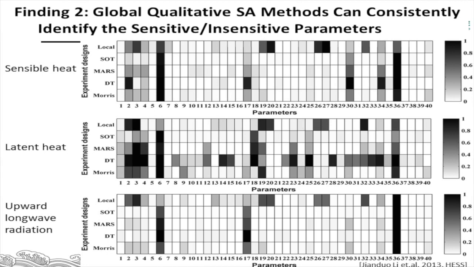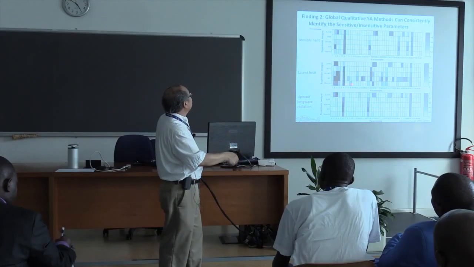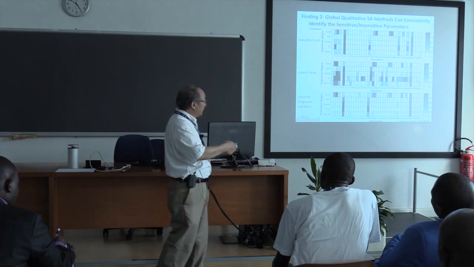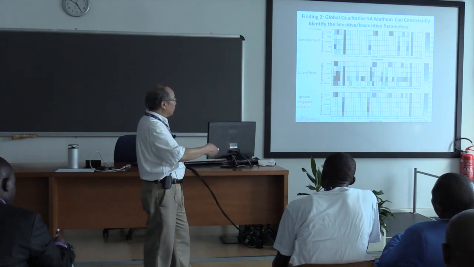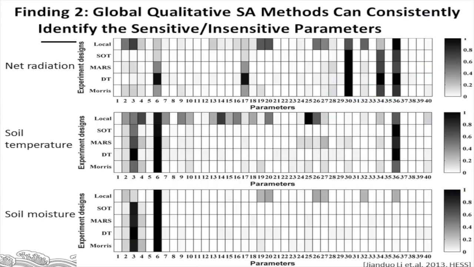But the sum of trees, the Morris method, are very, very consistent. This is for the three outputs we are looking at. And if you look at the other three outputs, soil moisture, soil temperature, and leaf radiation, you can see the local method is still not working. Other methods are very, very consistent.